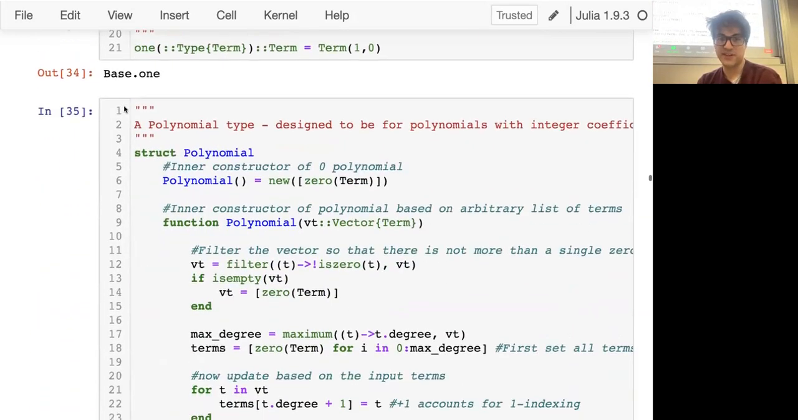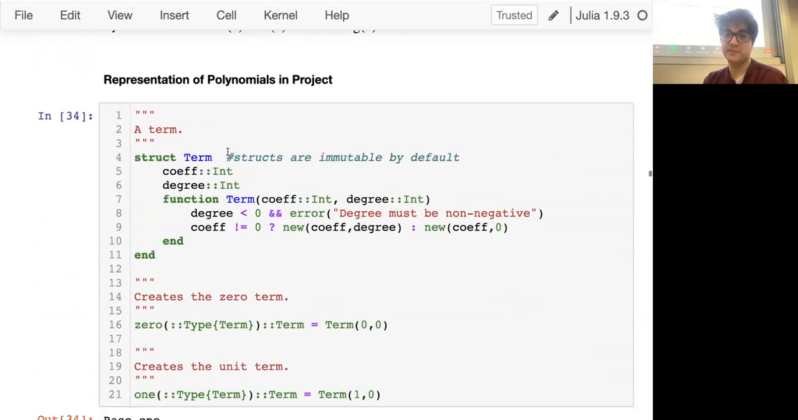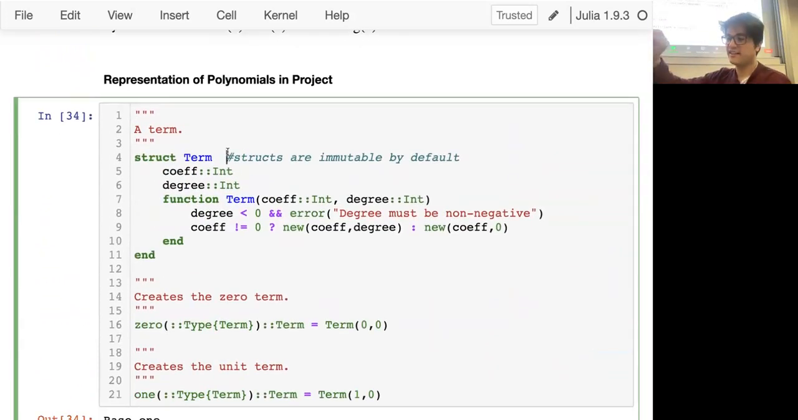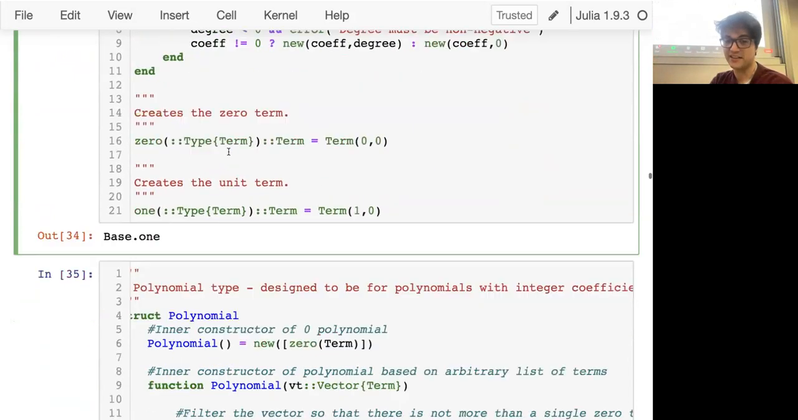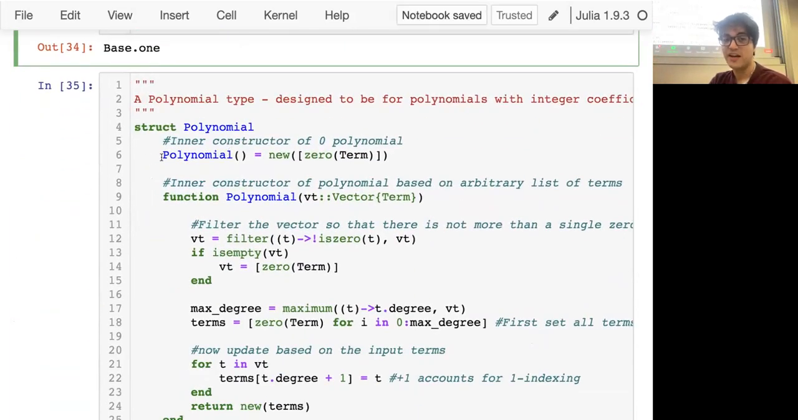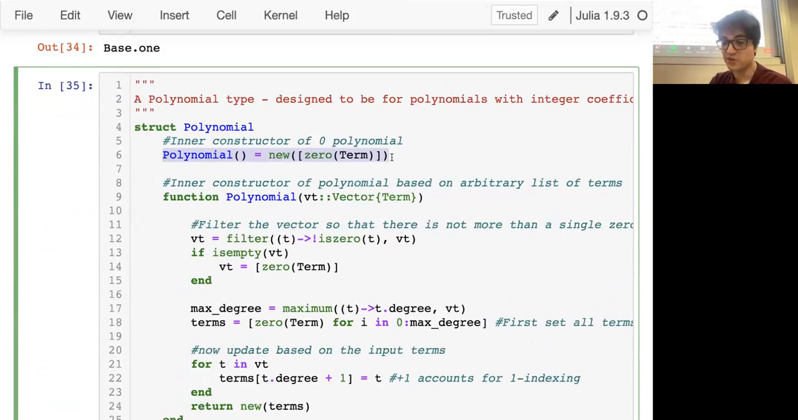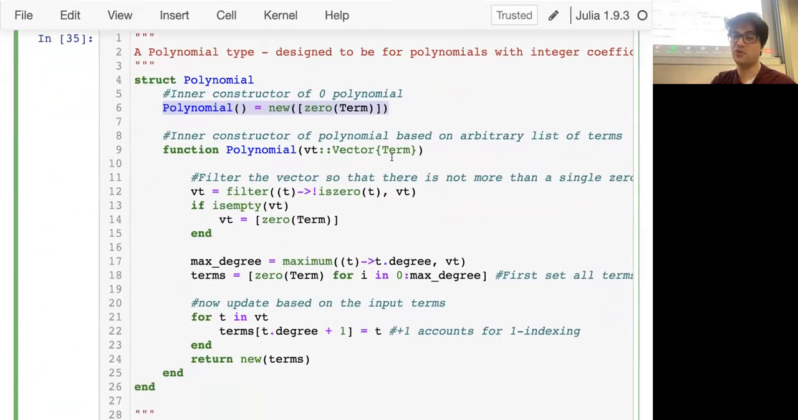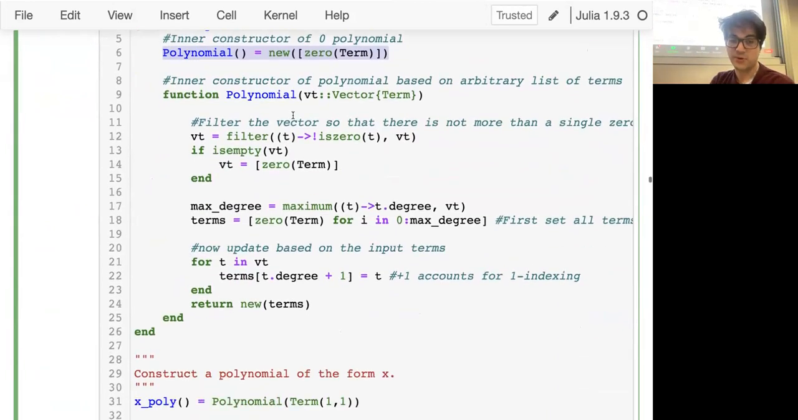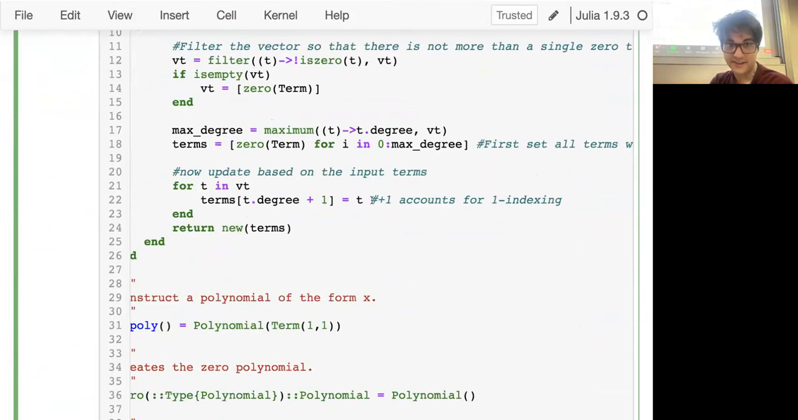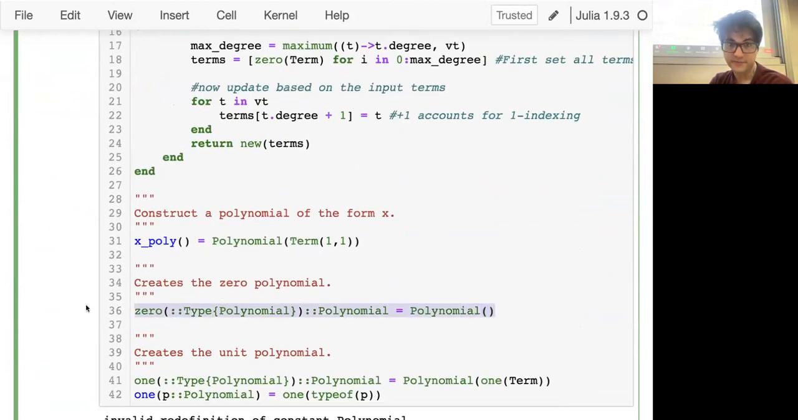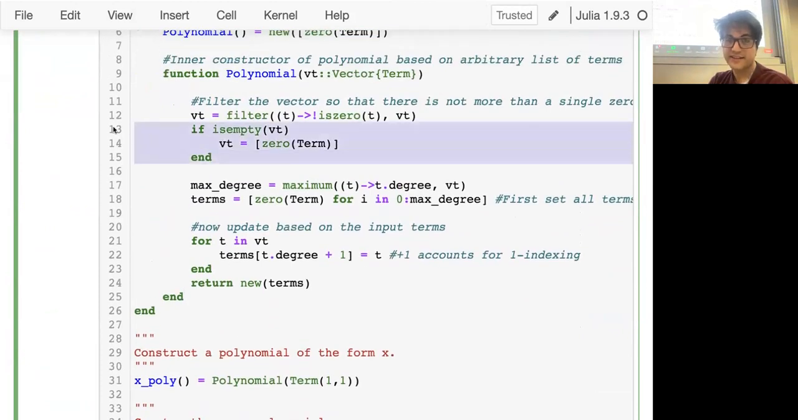Okay, so we have these terms, and we've defined some arithmetic over them, right? It's really easy to multiply two terms together. We can even divide some of the terms, but adding is a little bit different. Okay, so here's the polynomial type. This just instructs Julia how to construct the 0 polynomial, right? That's: create a new polynomial with a vector, which is just the 0 term. So that's what it calls when it does this down here.